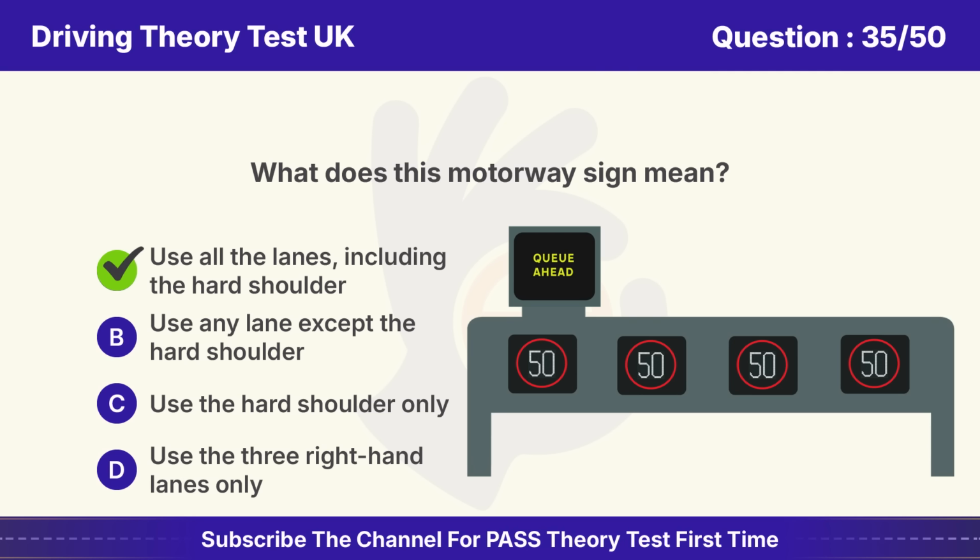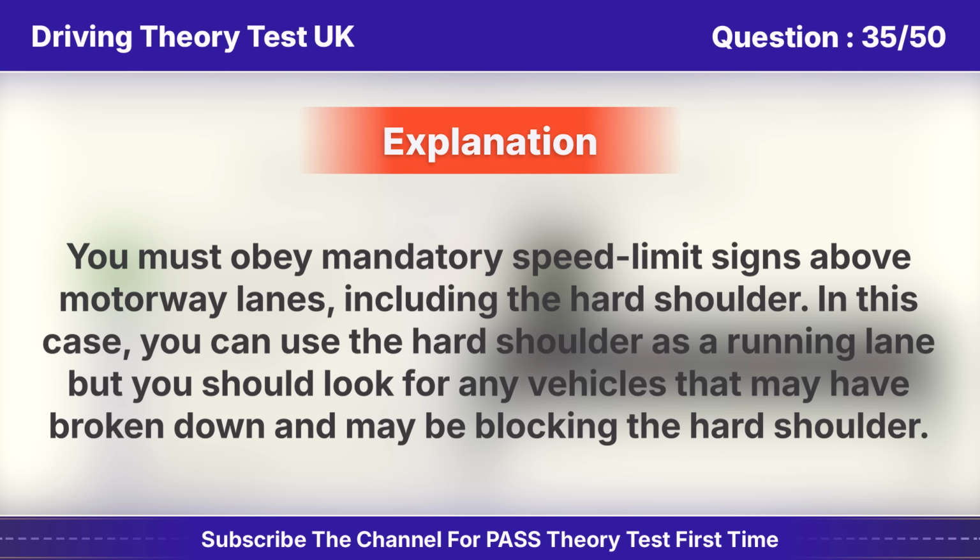Answer is A. Use all the lanes, including the hard shoulder. You must obey mandatory speed limit signs above motorway lanes, including the hard shoulder. In this case, you can use the hard shoulder as a running lane, but you should look for any vehicles that may have broken down and may be blocking the hard shoulder.